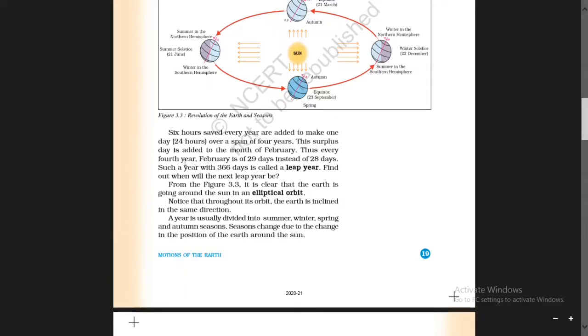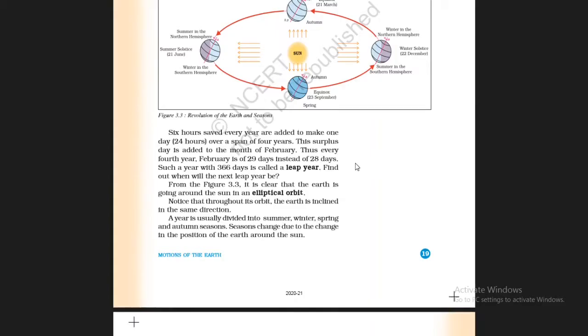And it is because the Earth takes 365 and 1 by 4 days to revolve around the sun. So this 1 by 4 days, after 4 years, becomes 24 hours. So 1 by 4 means 6 hours. So far we have learned about this.